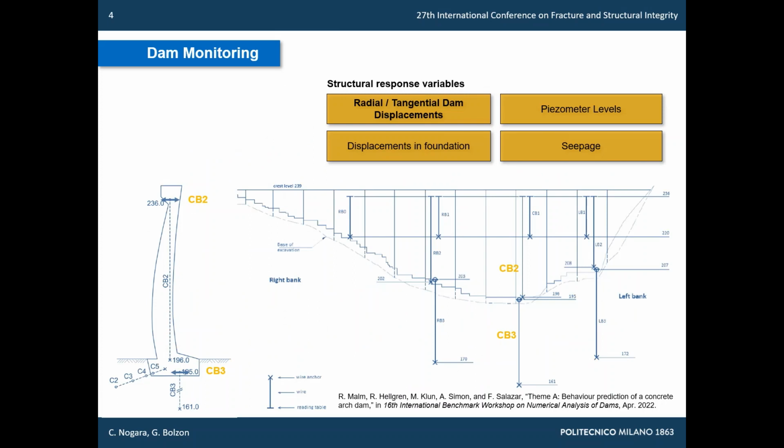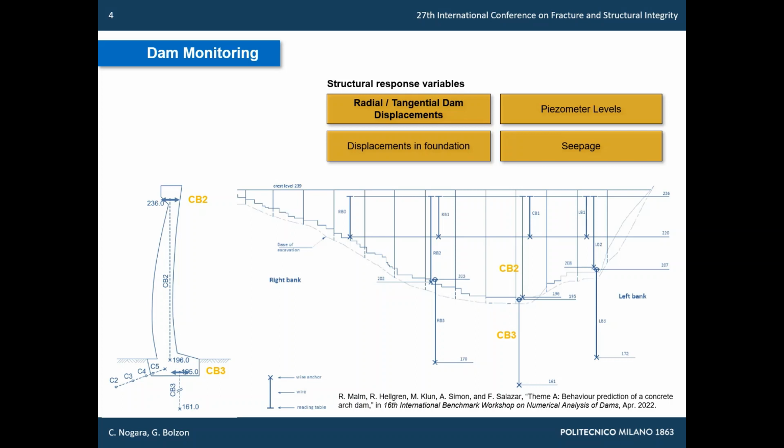The other group of recorded variables are those related to the structural response of the dam. Radial and tangential displacements are measured using straight or inverted pendulums within the structure. There are also strain gauges for measuring displacements in the foundation and piezometers for measuring the underpressures acting on the structure. In this case, we focus exclusively on displacements.